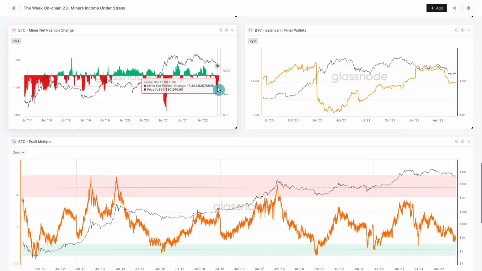Note here we are following the Luna sell-off, and we actually have net distribution of somewhere between 5 and 6,000 BTC per month. And we can see that miner balances are in decline.